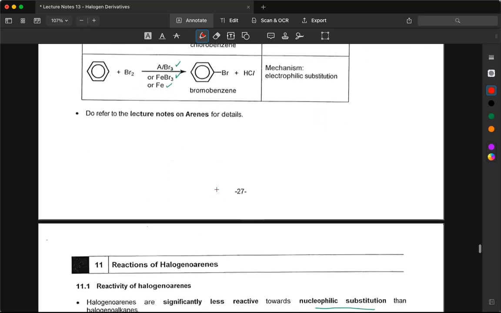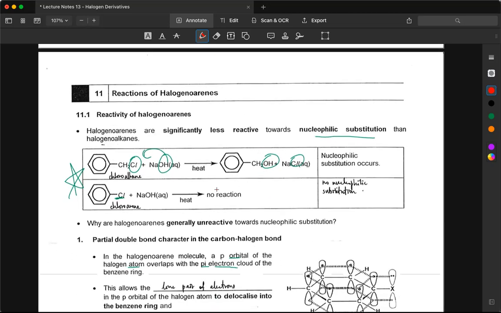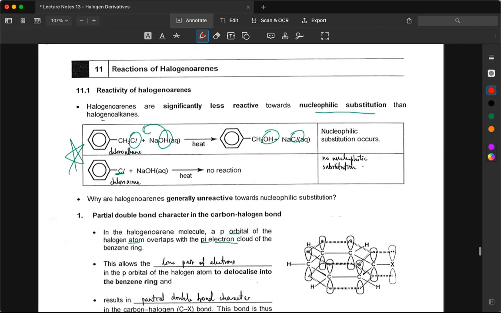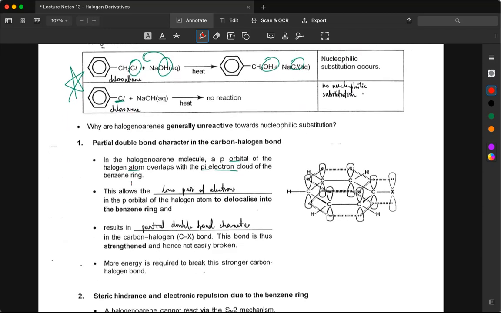Okay, what are the things to take note? Halogenoarenes are significantly less reactive towards nucleophilic substitution than the halogenoalkanes, but they still can react in nucleophilic substitution like this. Okay, but if you talk about chloroarenes, it's like almost no reaction. So we just treat it like no reaction. Okay. Why are they not reactive? It has to do with the partial double bond character in the carbon halogen bond.